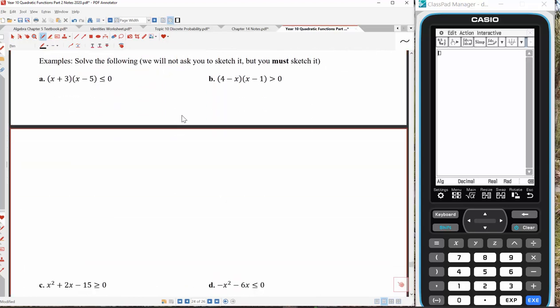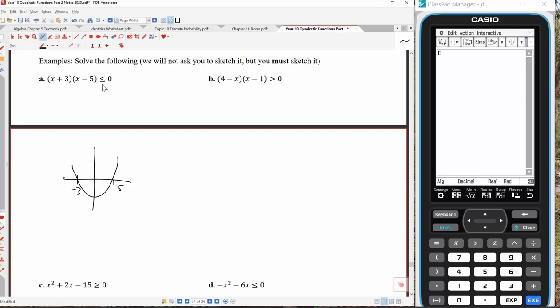Right, solve the following. We will not ask you to sketch it, but you must sketch it. Okay, so let's do this one here. And again, apologies for the formatting. In the Word document, it looked fine, but for some reason the PDF does something to it. All right, so we're going to grab the x-intercepts and draw my rubbish graph. It doesn't matter about the scale.